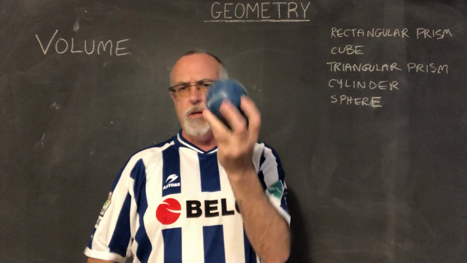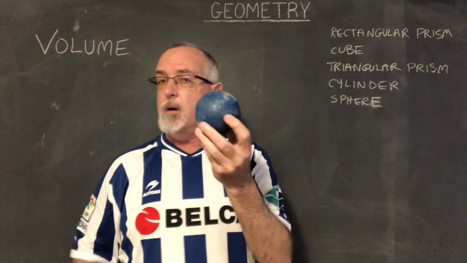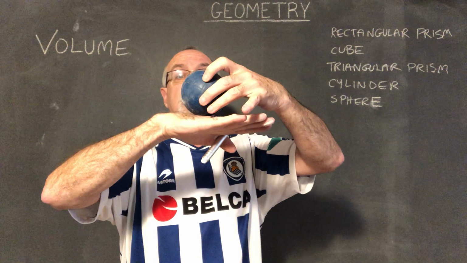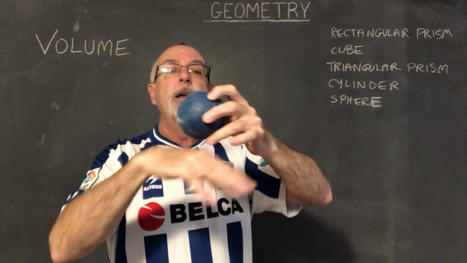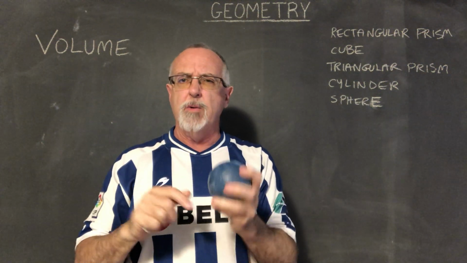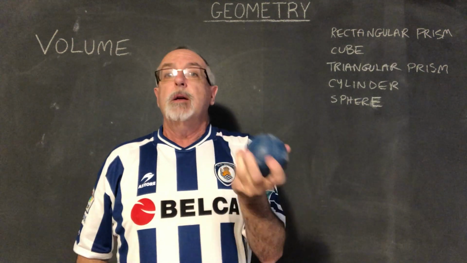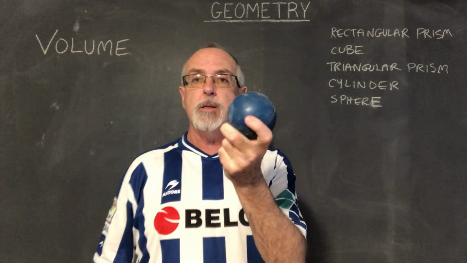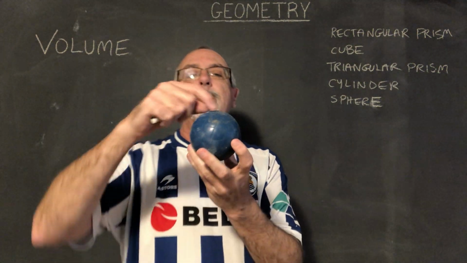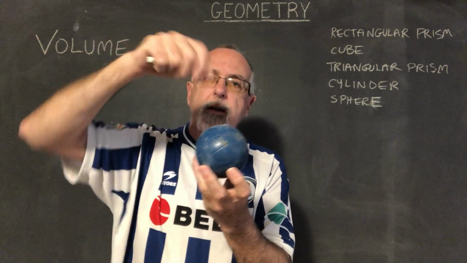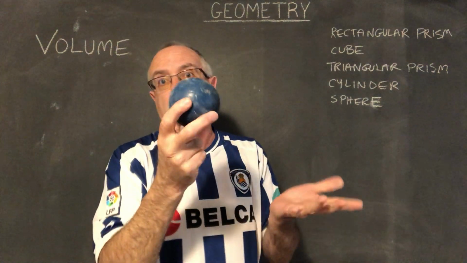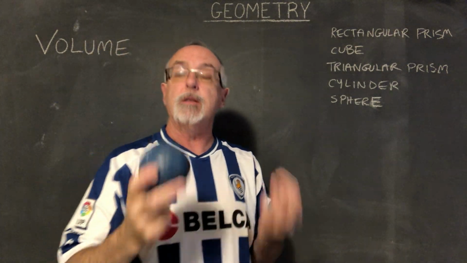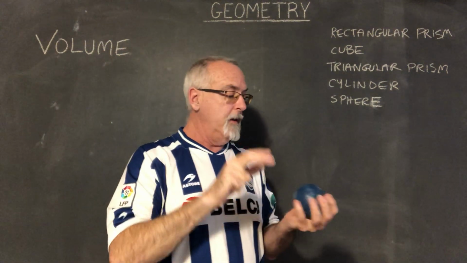Now, a sphere is a little different than the other shapes. It's not a prism. The bottom is only touching my hand in one little spot, so that's not really following the definition of a prism. It doesn't have to, because a sphere is its own shape. It can still have volume. If this is hollow and we had a hole, I'd be able to fill it with water or sand, so we would be able to calculate the volume.